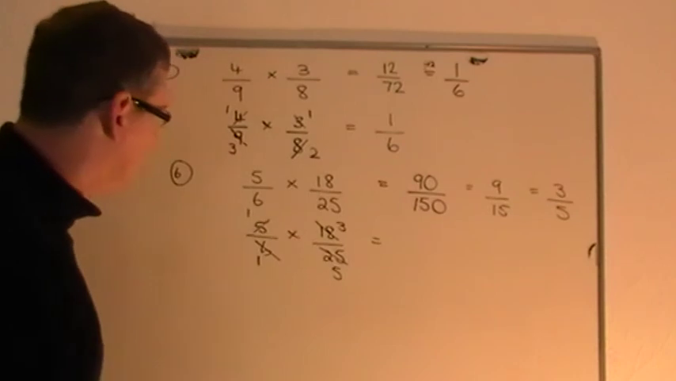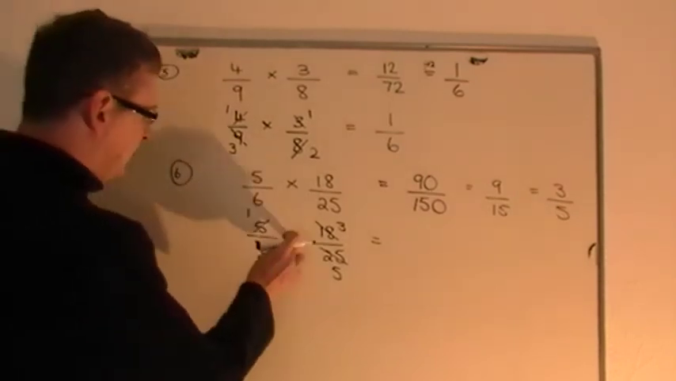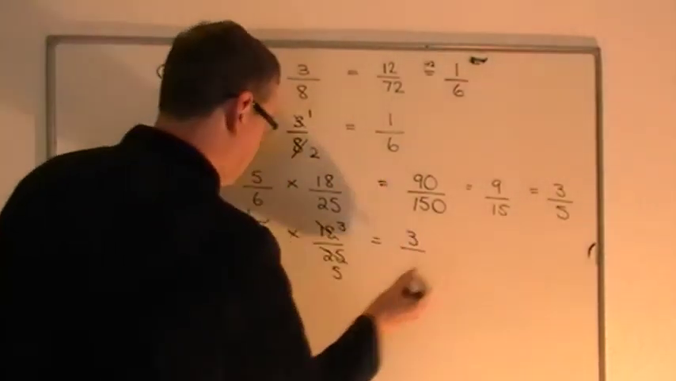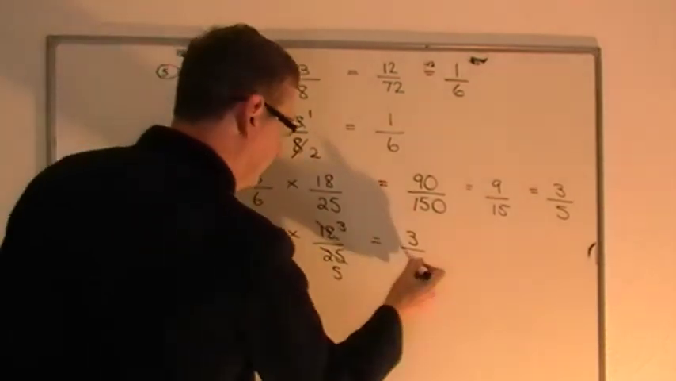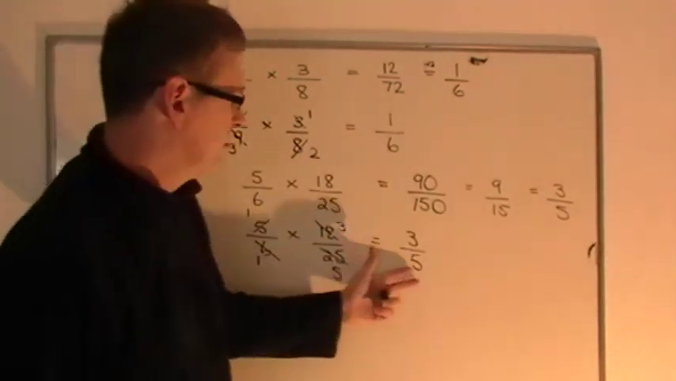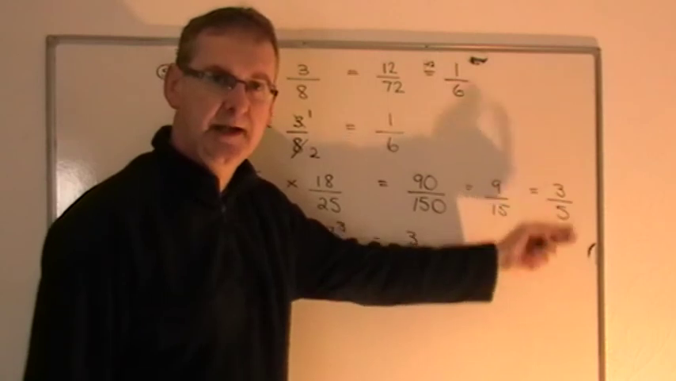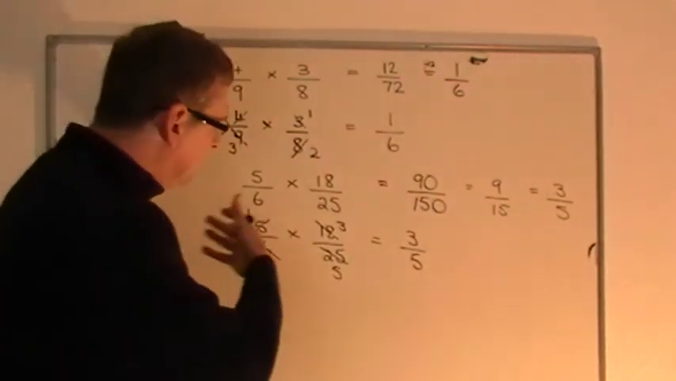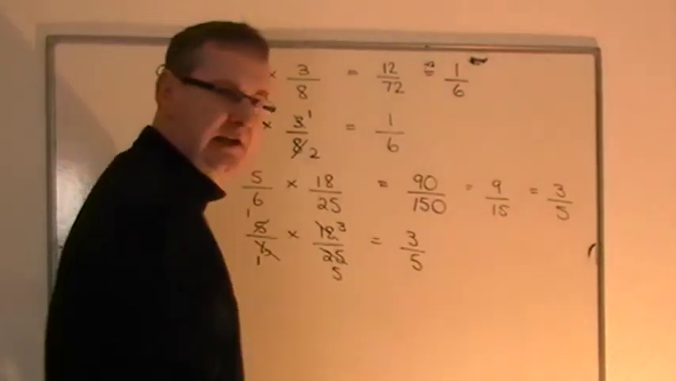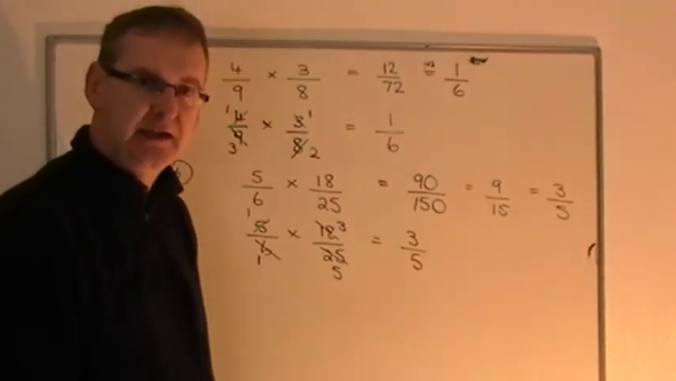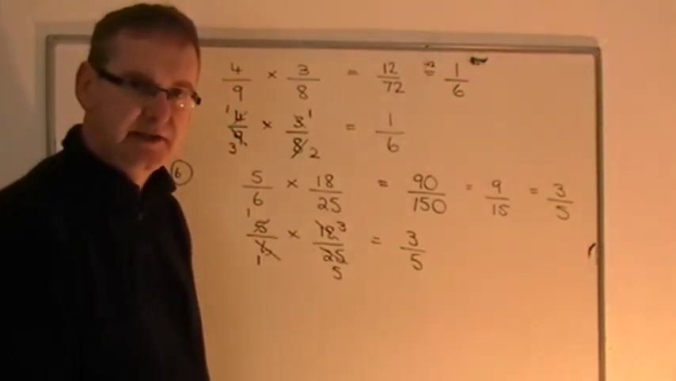So that's it. Nothing else will cancel. So what I'm left with is 1 times 3 on the top is 3, and 1 times 5 on the bottom is 5. And hey presto, it's the same answer. And it takes out all the need for doing big calculations by doing it in that fashion. Okay, that's the end of this video.